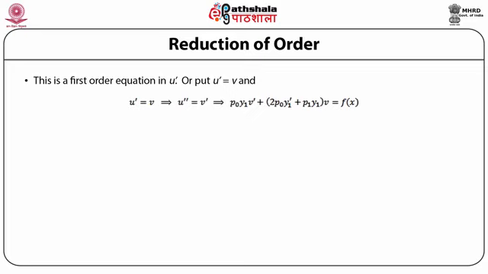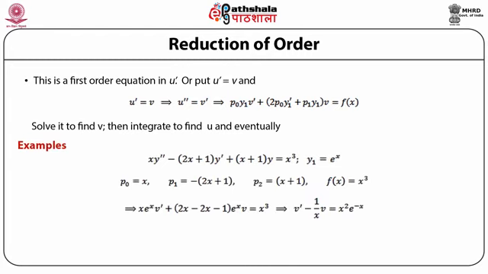Now we put u' = v, and u'' will then be equal to v'. Therefore, the differential equation is given by p0 y1 v' + v(2 p0 y1' + p1 y1) = f(x). This is a first order equation in v. We can solve it and then integrate to obtain u, and eventually the solution is given by y = y1 u.